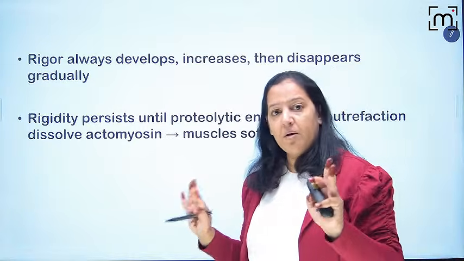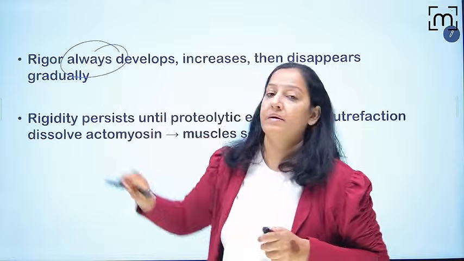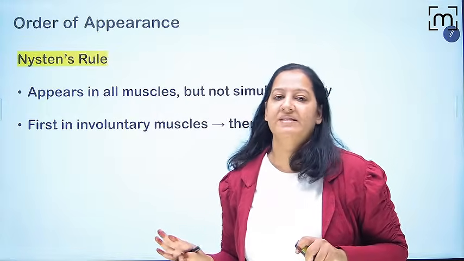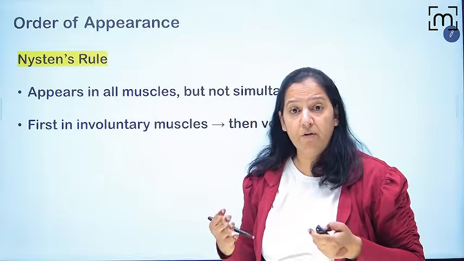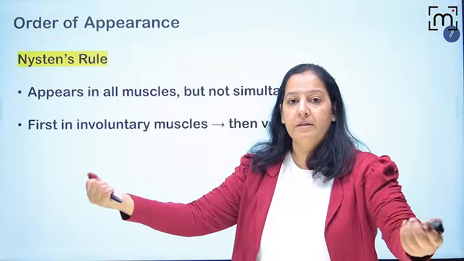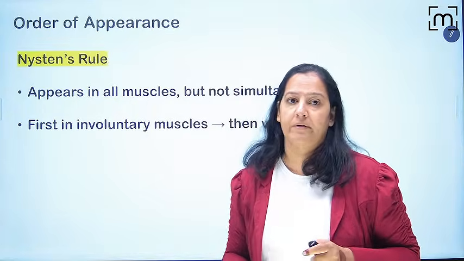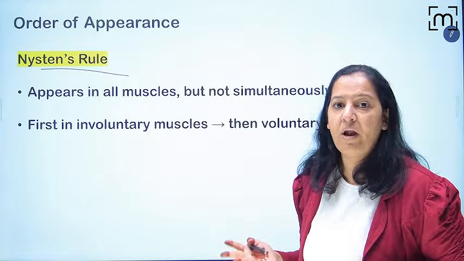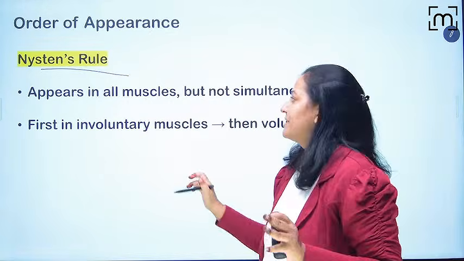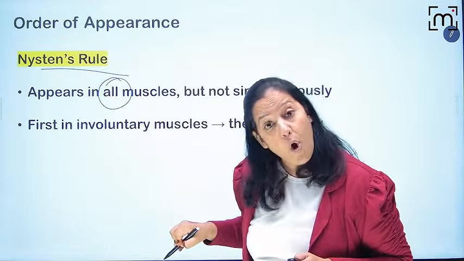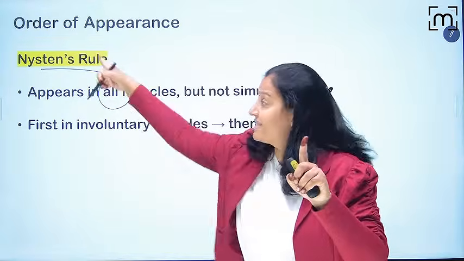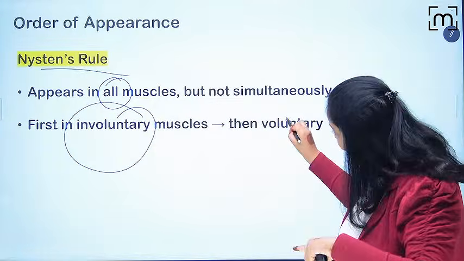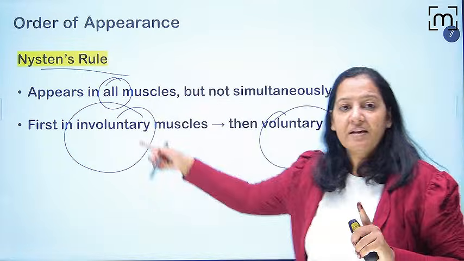Rigor mortis always develops in all dead bodies. Gradually it disappears. What is the order of appearance? In what order do the muscles contract? There is a particular order that follows Nysten's rule. All muscles contract, whether voluntary or involuntary, but there is a rule. Nysten's rule says that first involuntary muscles contract and then voluntary muscles contract. So learn Nysten's rule.